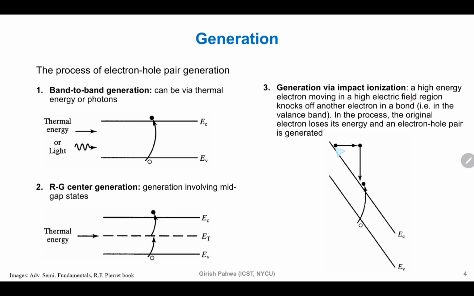So say you have a very high energy electron, it is accelerated by the electric field, okay, and this electron knocks off an electron in the valence band. So in the process it will release its energy. So this is the high energy electron. In the process it will release its energy, but this electron will gain some energy and will reach the conduction band. So it will create the electron hole.